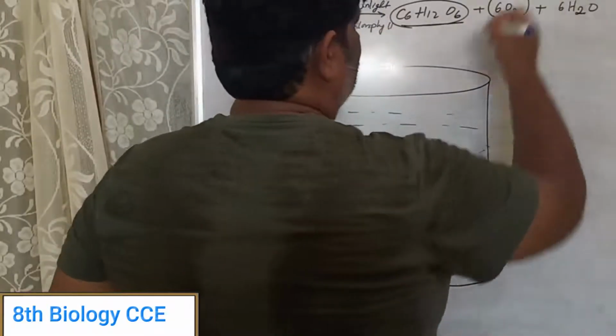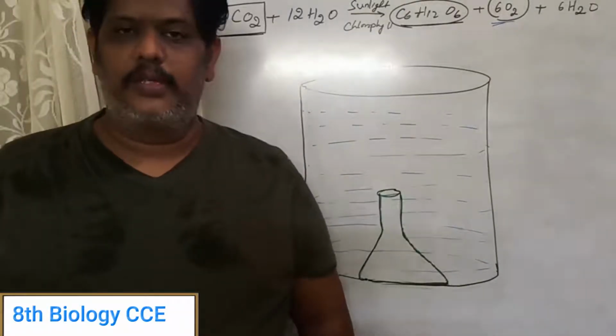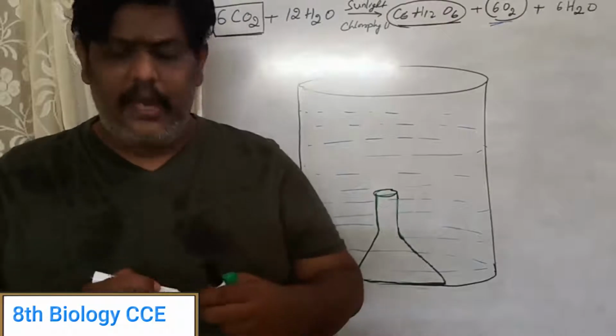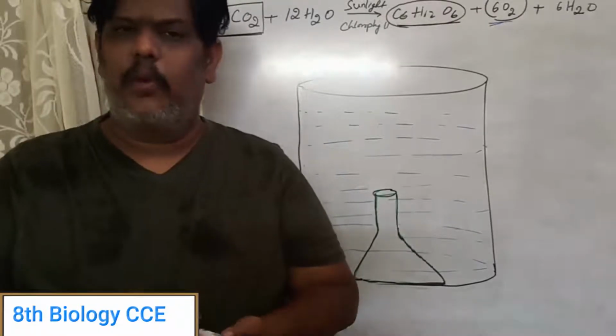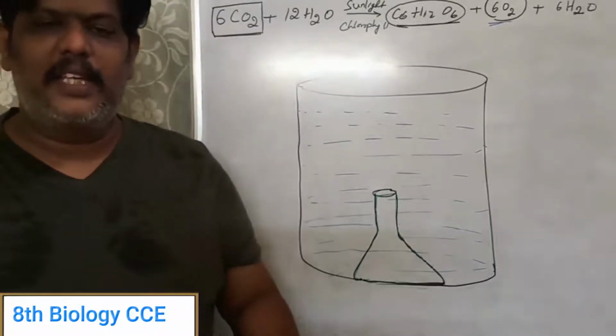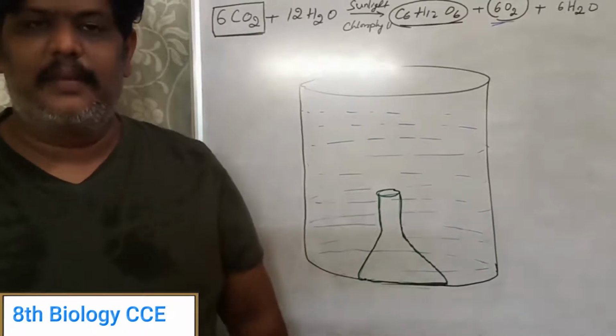the photosynthesis process. Is oxygen really liberated during the photosynthesis process, or is the gas which is coming out really oxygen or not? To show this, it is actually a very easy experiment, and you can do it very easily in the examination if it comes in the examination also.